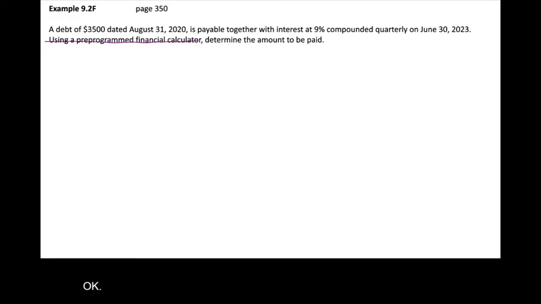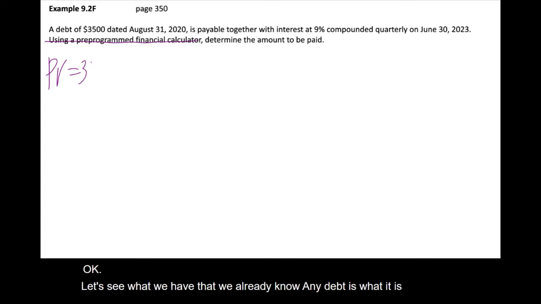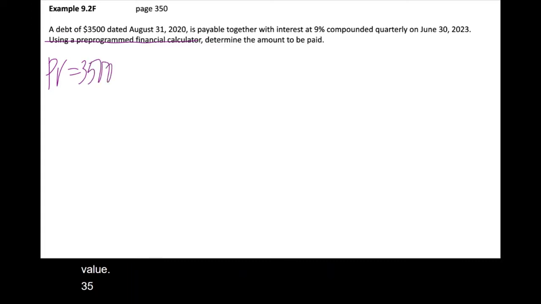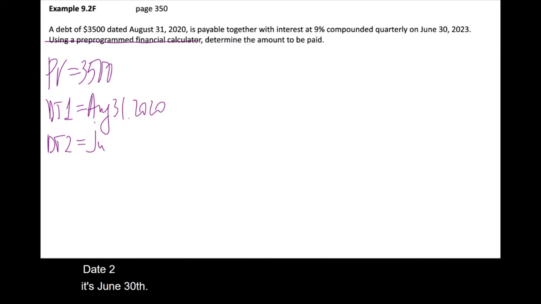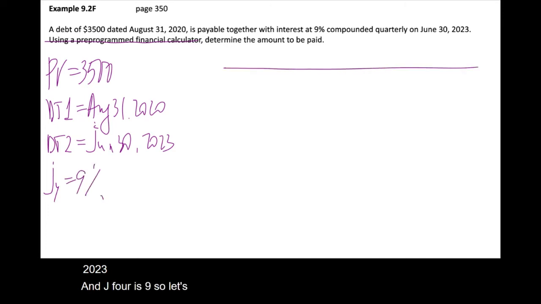Okay, let's see what we have. Debt, we already know any debt is what? It is present value, 3,500. So date 1 is August 31st, 2020. Date 2 is June 30th, 2023. And J4 is 9%.